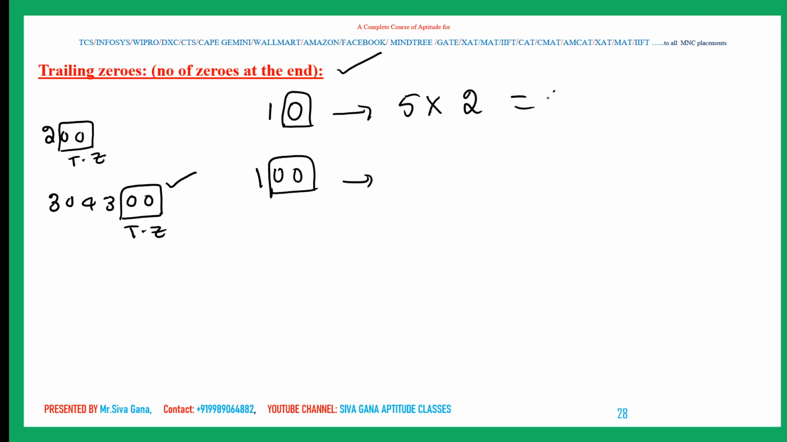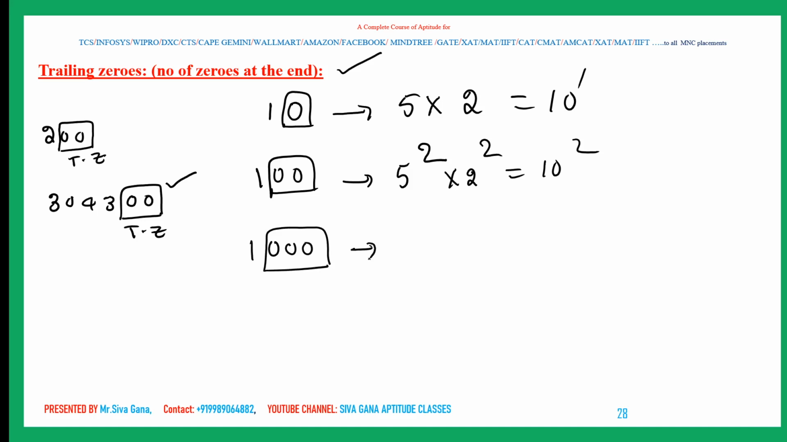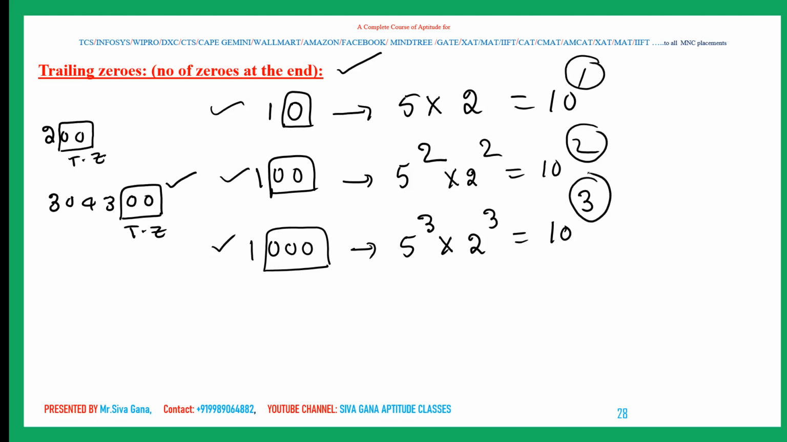Got it? Now 100, two trailing zeros. To get two trailing zeros, we need 2 5s, 2 2s, which is nothing but 10 square. Now 1000, three trailing zeros. To get these three trailing zeros, we need 3 5s, 3 2s. So what we understand from these three examples? Number of trailing zeros is equal to maximum power of 10 in the given factorial.